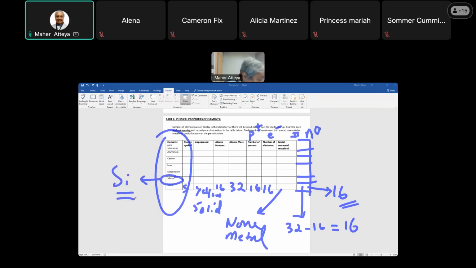The periodic table does not show it, but it goes boron, silicon, and then germanium, arsenic, and then tellurium and astatine. So those are the ones, I can show you if you want.